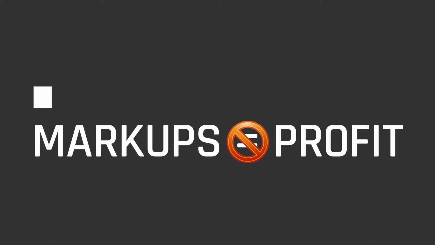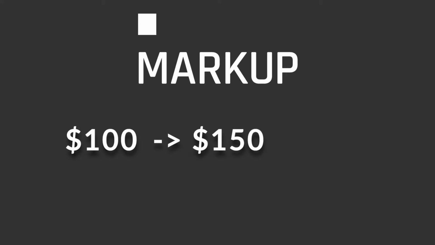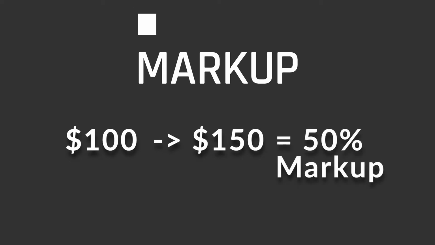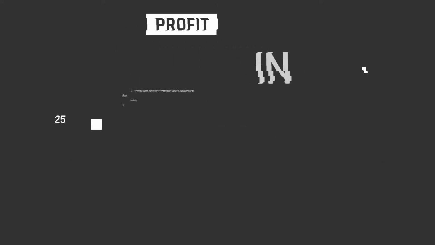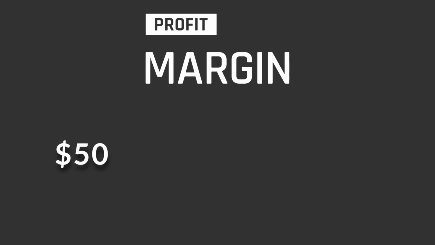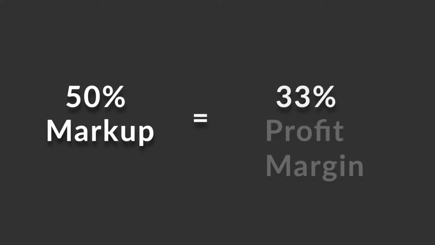Let's say that you pay for a part and it's $100. You mark it up to $150 and it gives you 50% markup. Multiply the 100 by 0.5 to get your $50 markup. To get your margin, divide the markup, in this case $50, by your cost, $100. You get 0.33 or 33%. In this example, a 50% markup equals 33% profit margin.